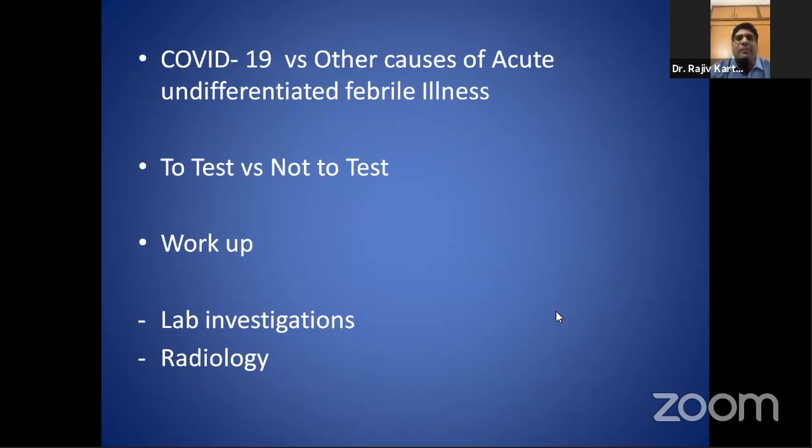What I would like to ask the panelists, and I will throw this out to Dr. Arvind, is: how do we differentiate COVID-19 from other causes of acute undifferentiated febrile illness? Do we test everybody with fever who comes to our outpatient clinic or our OPDs? What sort of workup do we need to do in terms of lab investigations and radiology? These are the 4 things that we would like to discuss.